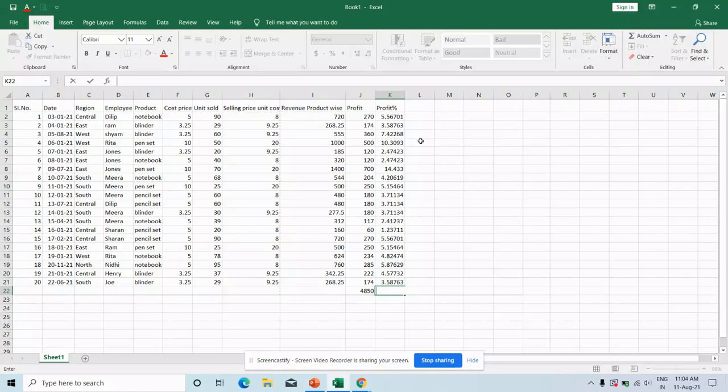Now let's suppose I have to find the average of this profit percentage. For that, just put equal, average, defining the range, that is from K2 to K21. Press enter, you will find the average.